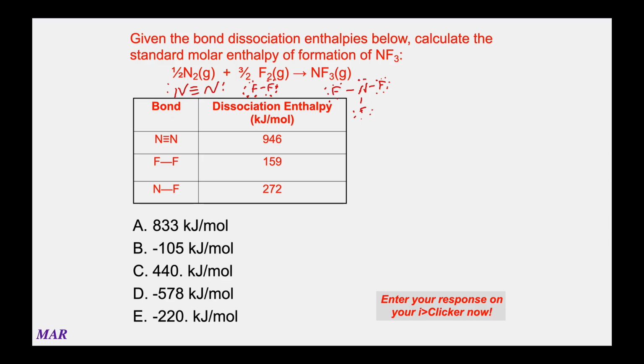Now that we have the Lewis structures, we can figure out which of those numbers we're going to use. And remember, it's bonds broken minus bonds formed. So we're going to break an NN triple bond and an FF single bond. So 946 plus 159 would be that part. And then it's bonds broken minus bonds formed. And the bonds formed are the products. Now NF3 has 3 NF single bonds. So that means we're going to take that 272 and multiply it by 3. And that's what we subtract from the other two values.